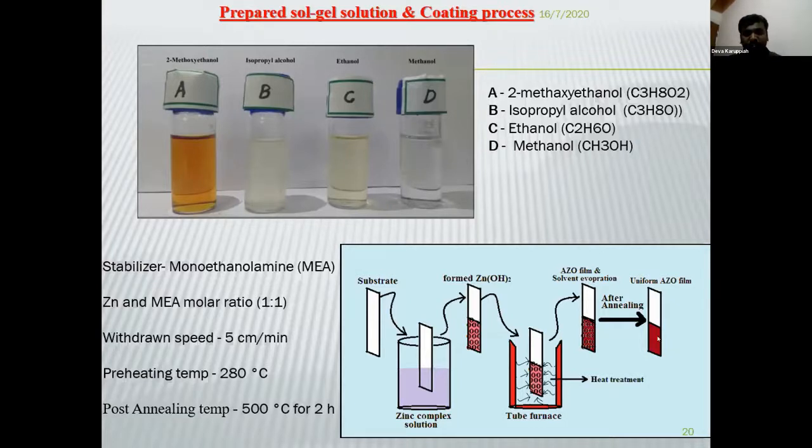Why are we using the tube furnace? The tube furnace, at around 280 degrees Celsius, can be used to evaporate the solvent, the unreacted solvent. This process we can repeat several times to get the desired film thickness. After finishing this process, we just anneal the film at the required temperature, like 500 degrees. Here I used 500 degrees to get uniformity of the film.